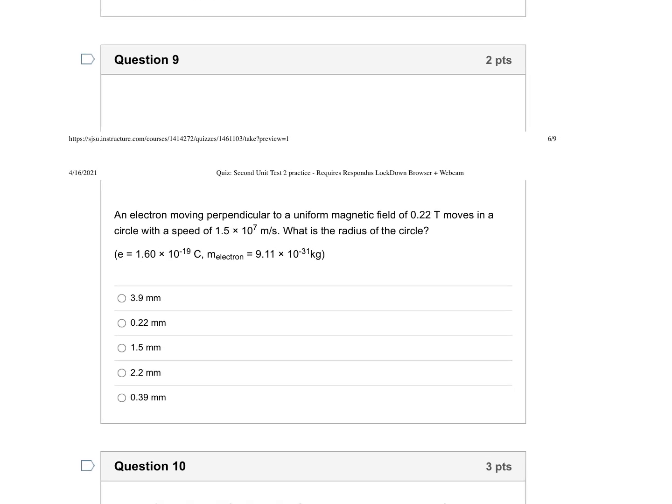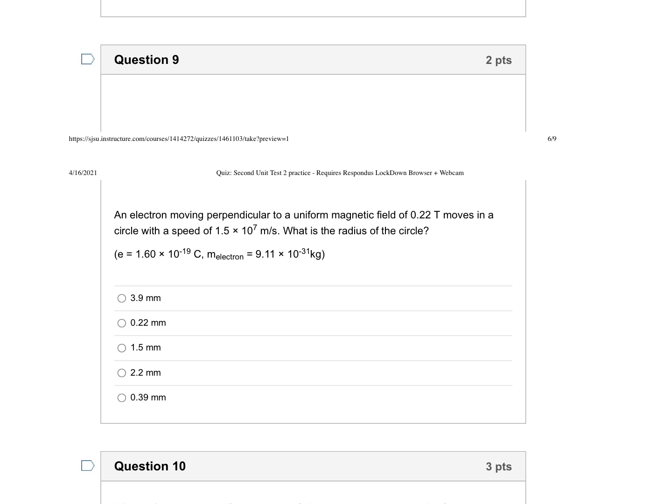Number 9 is the only purely numerical question on the entire exam. There will be more than one on the actual exam, as a heads up. So for this one, an electron moving perpendicular to a uniform magnetic field of 0.22 Tesla moves in a circle with a speed of 1.5 times 10 to the 7 meters per second. What is the radius of the circle?